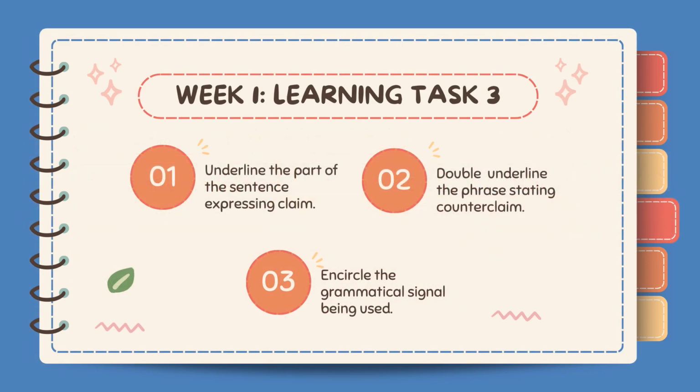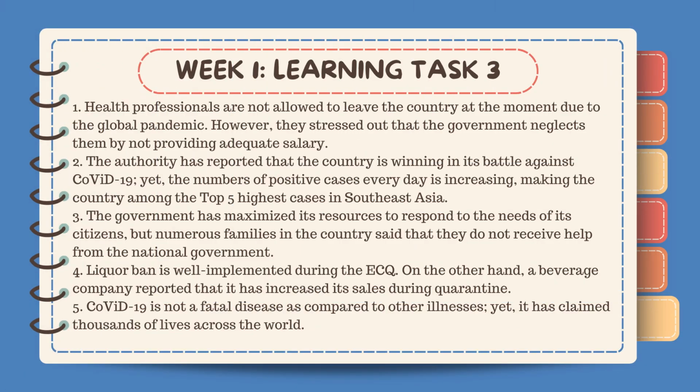Now, let us find out if you can identify which is the claim, which is the counterclaim, and what grammatical signal is used in the sentence by answering Week 1 Learning Task 3. Analyze the 5 sentences and underline the part of the sentence expressing the claim. Meanwhile, double underline the phrase stating counterclaim and circle the grammatical signal being used. Copy and answer. Again, you may pause this video or you may look on your module to answer Week 1 Learning Task 3.